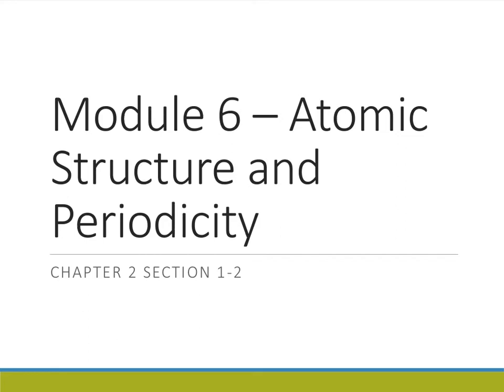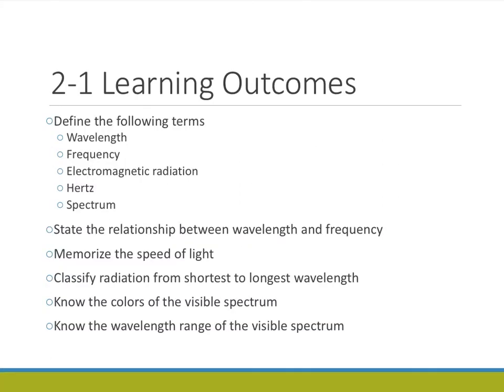In Module 6, we're going to talk about atomic structure and periodicity and the failures of classical physics in describing the nature of the atom. So in the first part, we're going to talk about classical mechanics and the breakdown of classical mechanics.